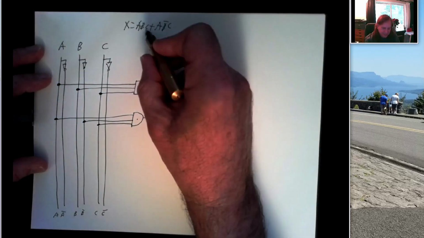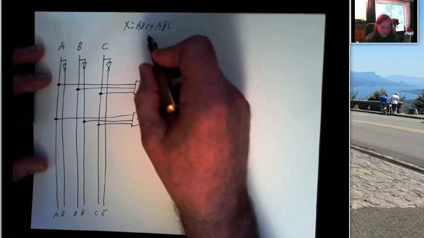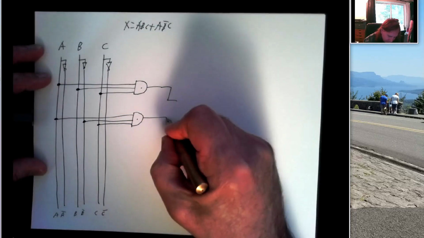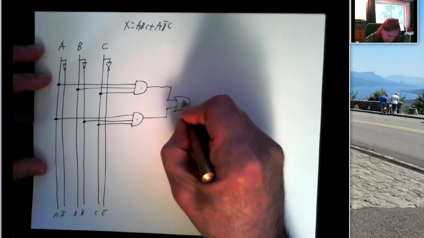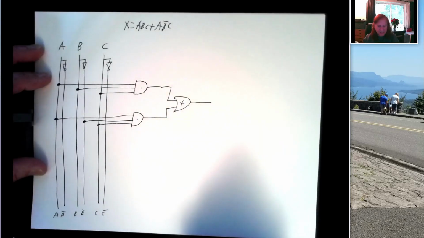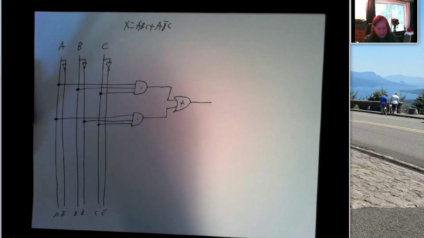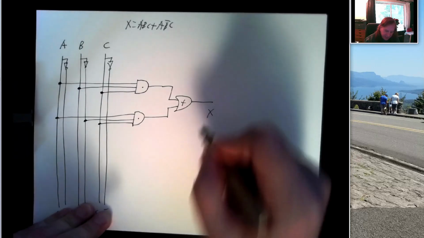So this line is the first term. This line is the second term. What do I want to do? I want to OR them. So I need to put them into an OR gate. So I'll draw an OR gate. And there's my output X.